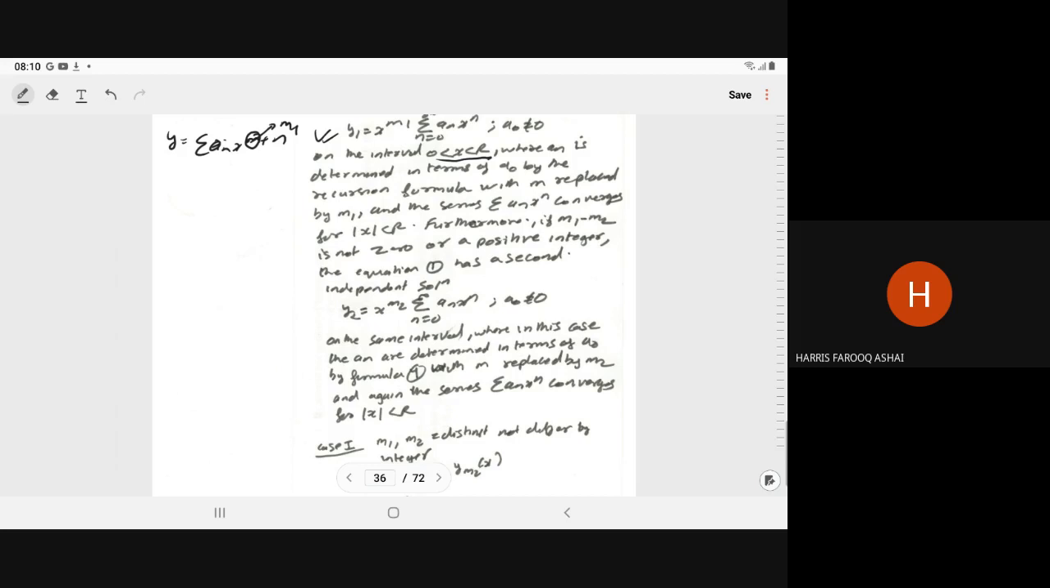This solution is valid only for this range, where a_n is determined in terms of a naught by the recursion formula. You have seen, when we compute the Frobenius series solution, we have the recursion formula. So all the a_n can be computed in terms of a naught or a1, with m replaced by m1. The summation a_n x to power n can converge for |x| < r. Means the power series is convergent, so whatever y you are getting is also analytic.